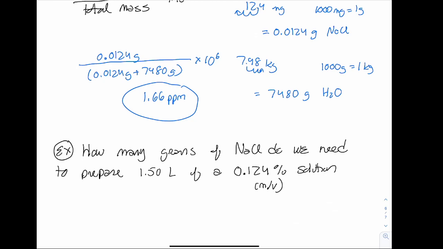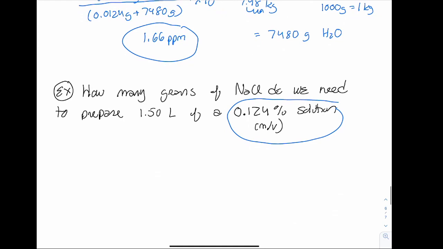So this one, we're solving for mass of my solute. I'm given the volume that I need, and then I'm given my percent solution. And it is a mass volume. So again, be really careful. The first thing I'm going to do is take this number and write it out. Remember that percent means per 100. So I'm going to take the 0.124, get rid of the percent sign, and put it over 100 because that's what it means.